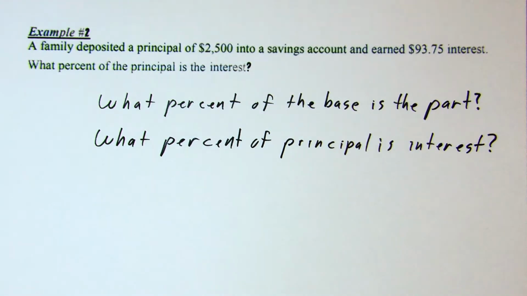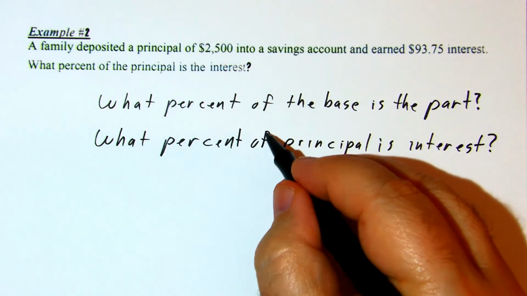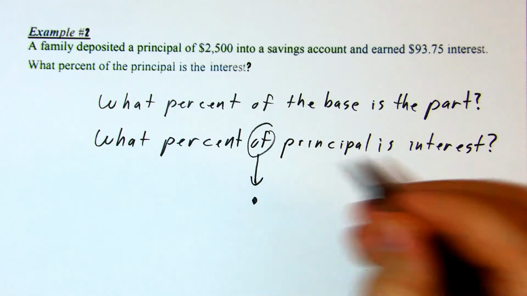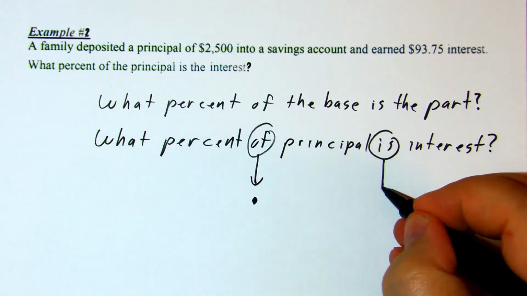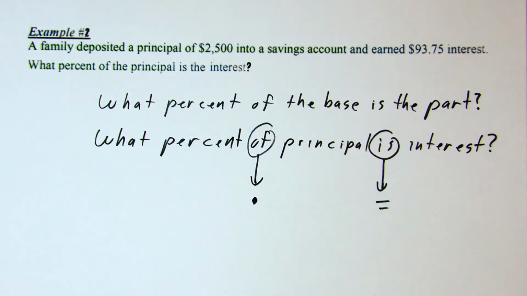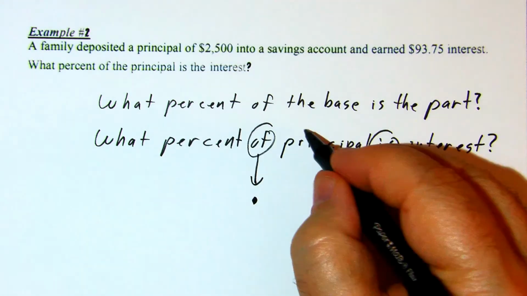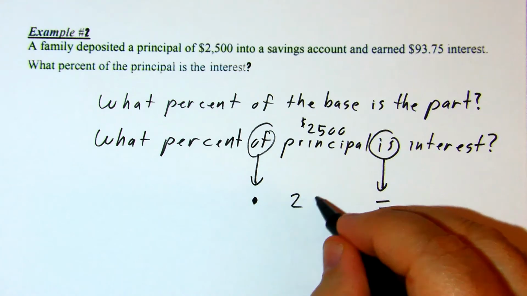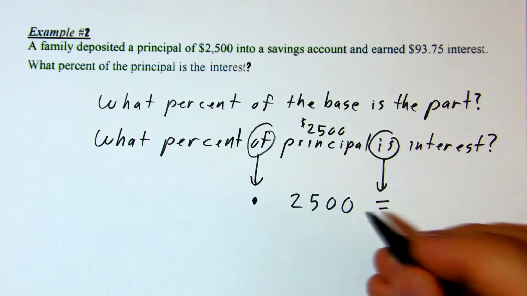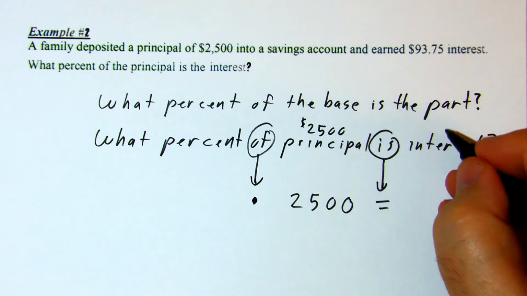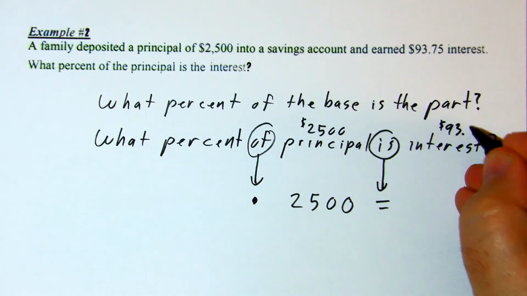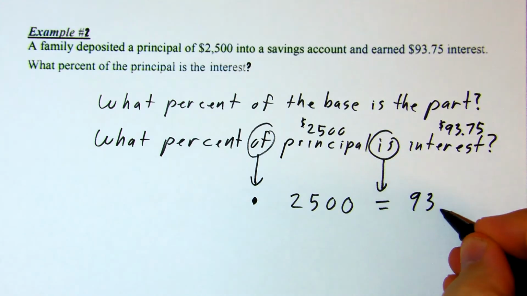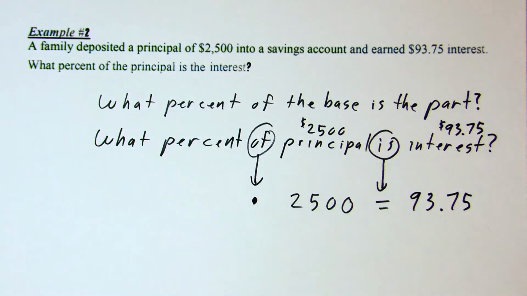These are equivalent to each other, and "of" will still be our multiplication dot, "is" is the equals. The principal, they told us, is 2,500, so that can come straight down. And the interest earned was $93.75, so that also can be brought down.